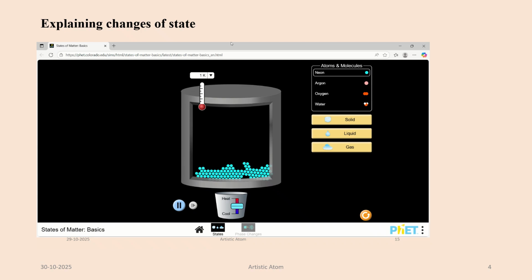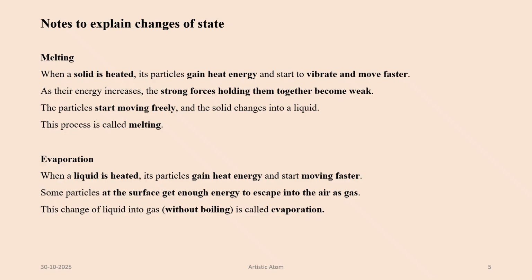Hope you have understood this very well through this PhET simulation. Now we have discussed how the state change actually happens and what the reason behind it is.